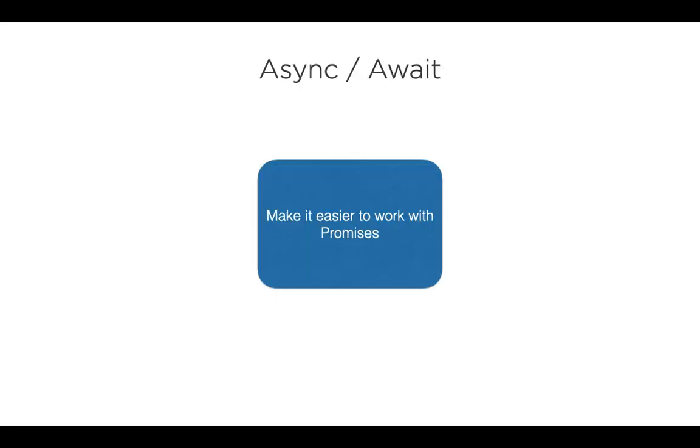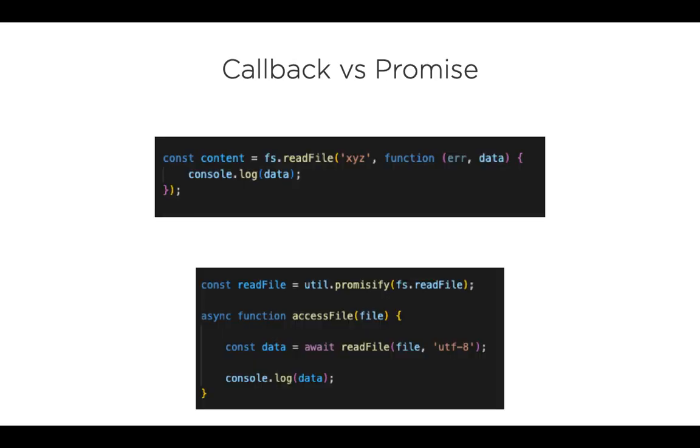Async await makes it easier to handle promises and write asynchronous code. A promise in JavaScript, particularly in Node.js, represents the eventual completion or failure of an asynchronous operation and its resulting value. Promises and callback functions are similar in that both allow us to handle asynchronous operations. But using promises makes the code more structured, decoupled, and easy to read.